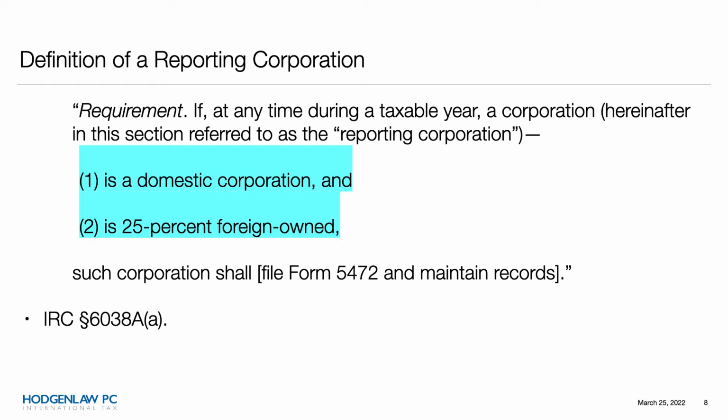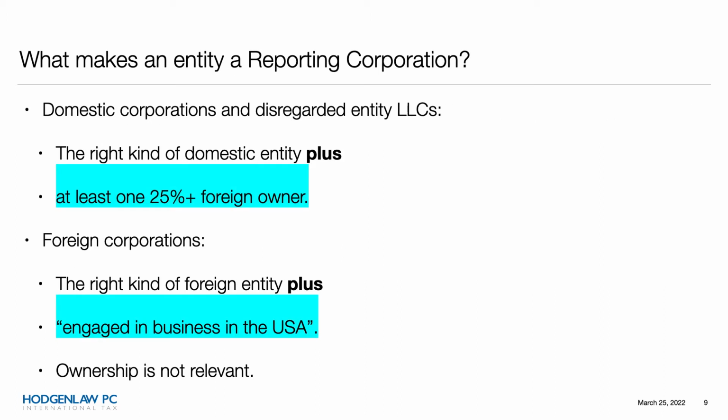So this is the idea that was originally planned. And as you can see, when we go further on in the definition of a reporting corporation, it kind of metastasized from there as Congress said, oh, well, actually, let's do this. But this is the beginning. Your domestic corporation, 25% foreign owned. And it's always a double-barreled shotgun in defining what is a reporting corporation.